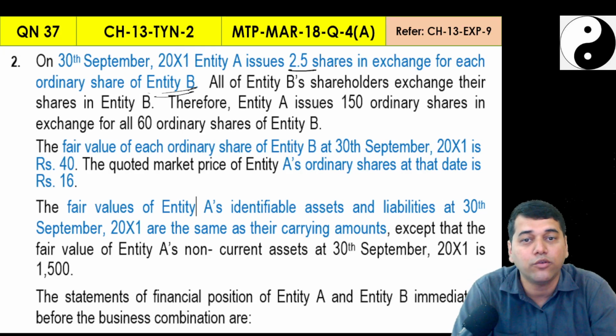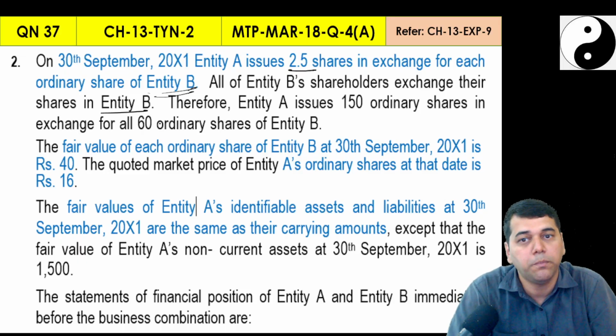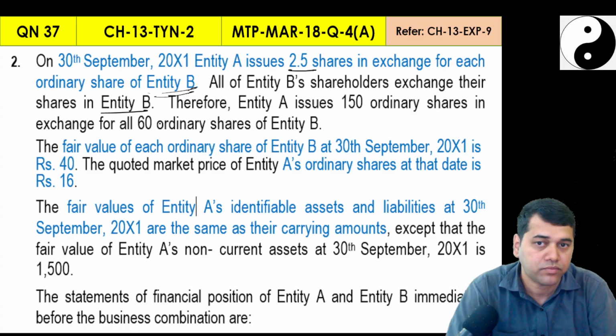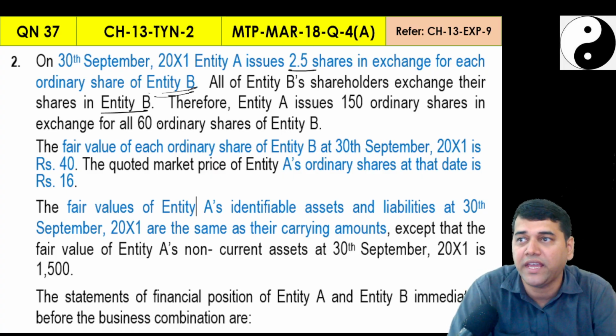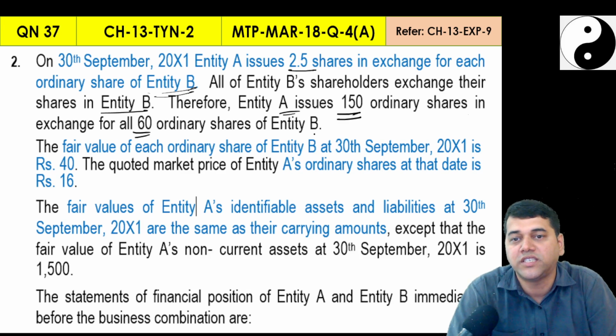In the previous question we had to calculate it. All of the B shareholders exchange their shares in B. That means now B has become a 100% subsidiary of A. Therefore, entity A issues 150 ordinary shares in B for 60 shares of B.